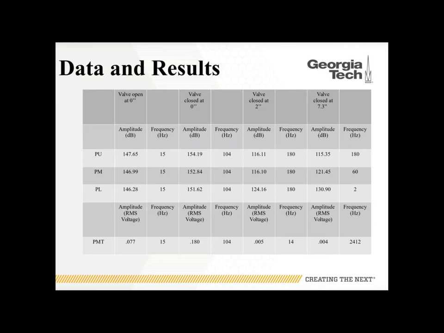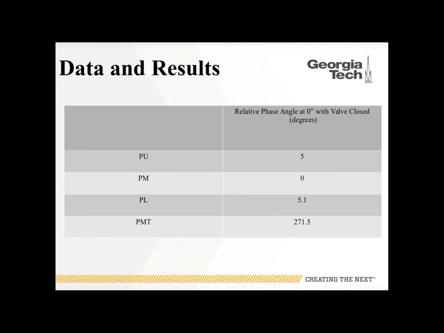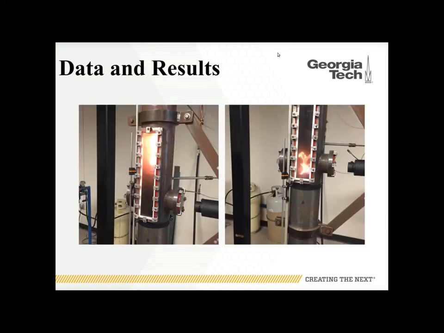Here the relative phase angles of the pressure transducers and the photomultiplier can be seen for the case at 0 inches and a closed valve. Note the pressure transducers are relatively in phase due to resonance, and the photomultiplier is out of phase with the pressure transducers. It is also worth noting that one can tell when the tube is resonating by looking at the flame. It will look distorted by the moving gases, like the flame on the right.